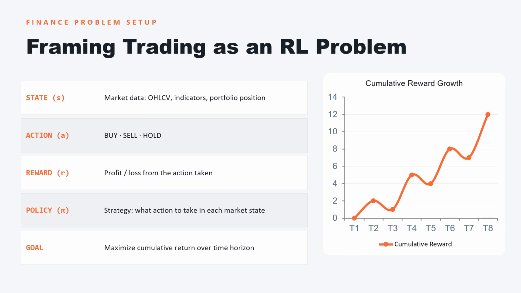In finance, we frame trading as an RL problem. State: it is market data like prices and indicators. Action: it is buy, sell or hold. Reward: it is profit or loss. Policy: it is the strategy used to decide actions. The goal is simple: maximize total profit over time.